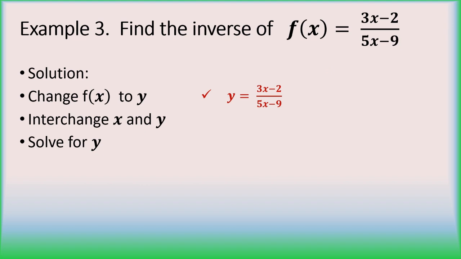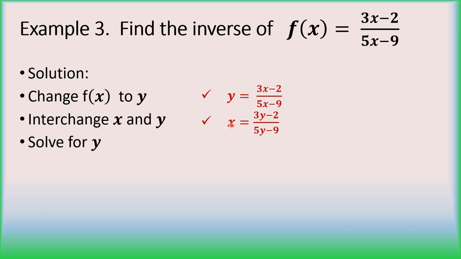And then next step, interchange x and y, so we will now change this with x, and the x's we will change with y. So we have x is equal to 3y minus 2 all over 5y minus 9. And then we solve for y. Okay, solving for y, we will do cross multiplication. X here has a denominator of 1, so we cross multiply x times the denominator here. And then the imaginary denominator 1, we multiply to the numerator.